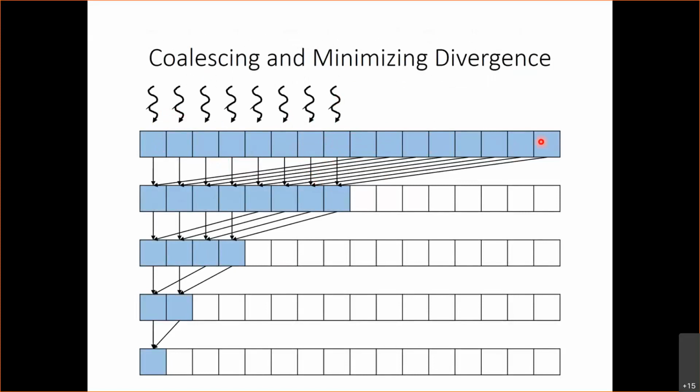However, when a thread accesses this value and then accesses this value, these two values are being loaded at different points in time. But that's not the scope where coalescing happens. Coalescing happens across threads in the same warp that access data at the same time, not within a thread that accesses data at different points in time. Is that clear? Yeah, it's very clear. Thank you very much. You're welcome.